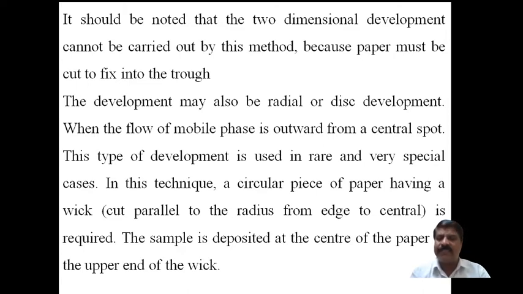Usually the simplest method is the ascending development, and in some cases descending development can be used. In this technique, a circular piece of paper having a wick, cut parallel to the radius from the edge to the center, is required. The sample is deposited at the center of the paper at the upper end of the wick.